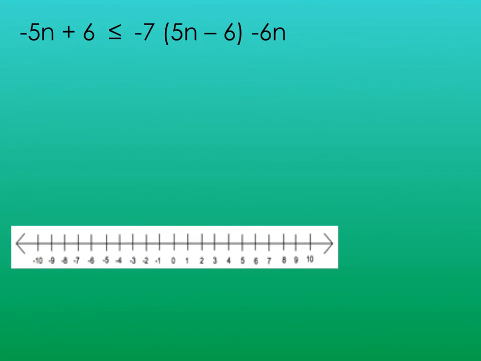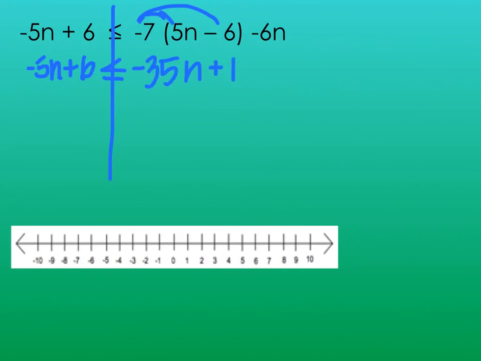Next one. This has variables on both sides, so I'll start just like I would with an equation, distributing. Over here I have negative 5n plus 6. That'll stay the same. And then I end up with negative 35n plus 42 minus 6n. When I combine my like terms, the left side again stays the same, so negative 5n plus 6 is less than or equal to negative 41n plus 42.